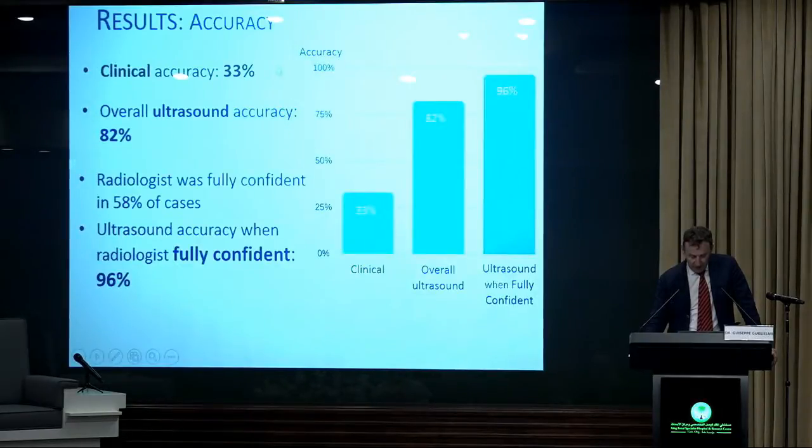When you looked at the accuracy of clinical examination in those cases which had histological correlation, the clinical accuracy of making a specific diagnosis with respect to the tumor type was 33%. The overall ultrasound accuracy was 82%. The radiologist was fully confident about the diagnosis in 58% of cases. And in those cases where the radiologist was fully confident, the radiologist was nearly always right, with an accuracy of about 96%.